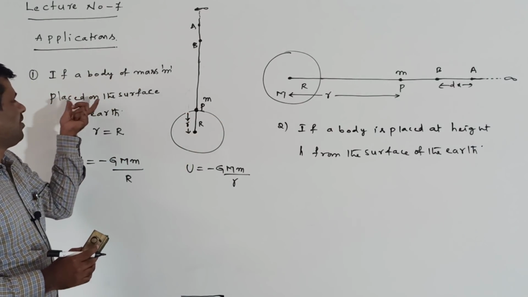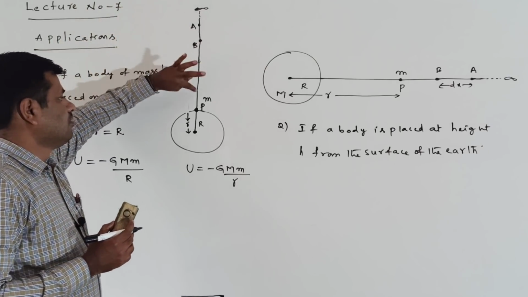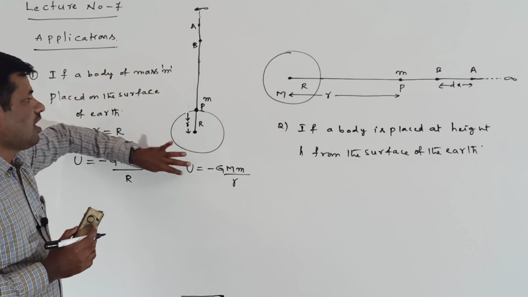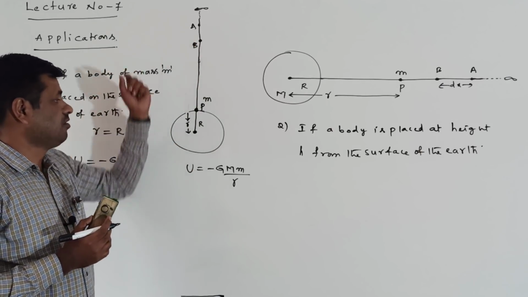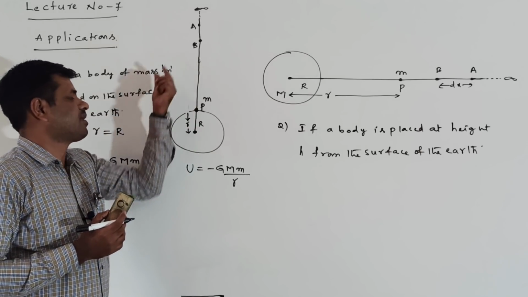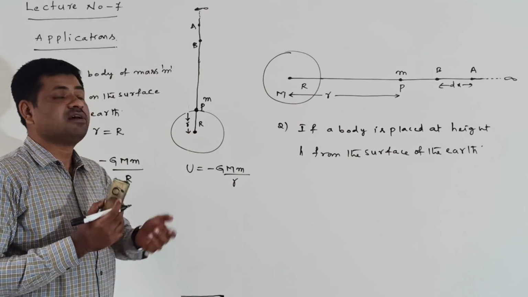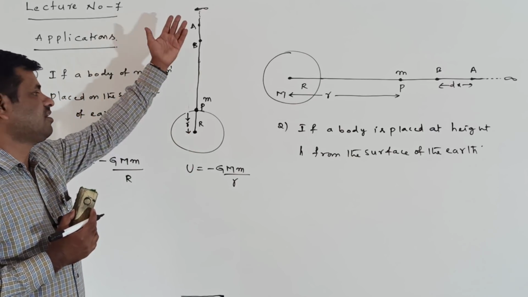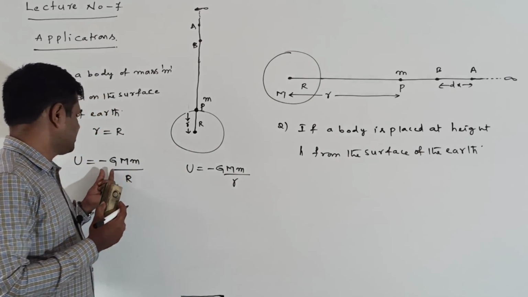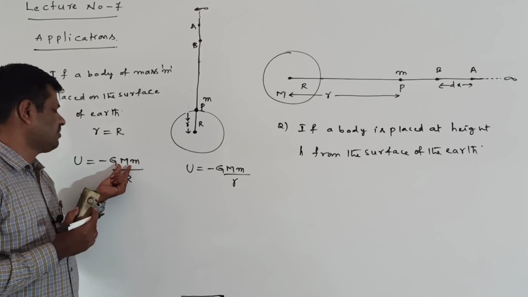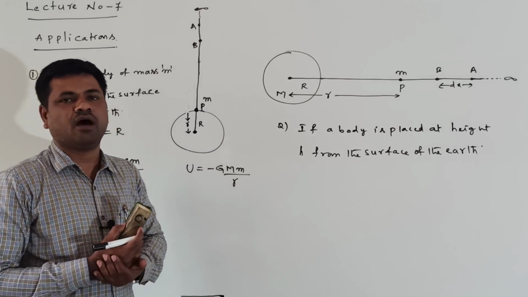A body of mass m placed on the surface of the earth means the body is taken from infinity to the surface. Capital R is the distance from the center of the earth. Means the body is taken from infinity to the surface of the earth. In this case, the potential energy we have is minus G into capital M into small m by R, because here small r equals capital R.